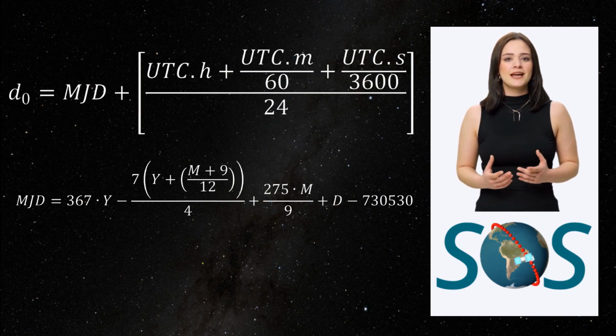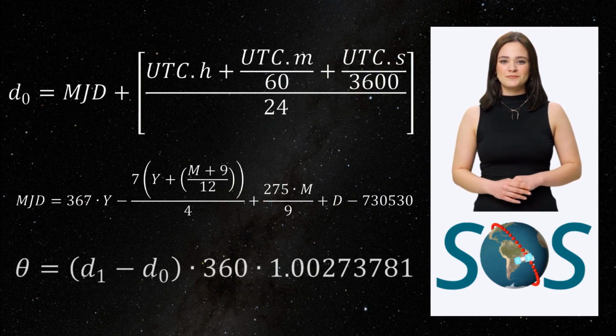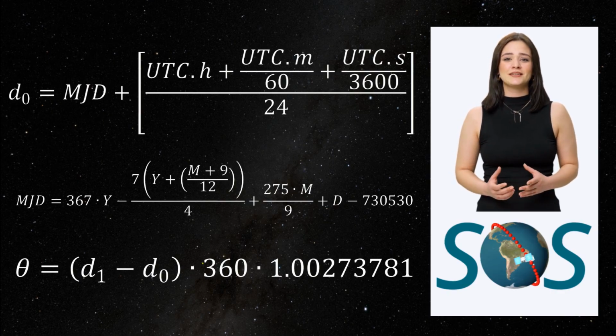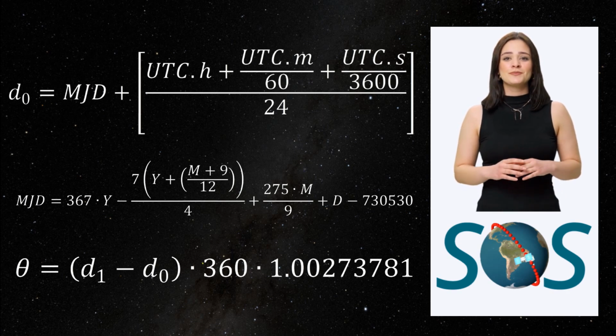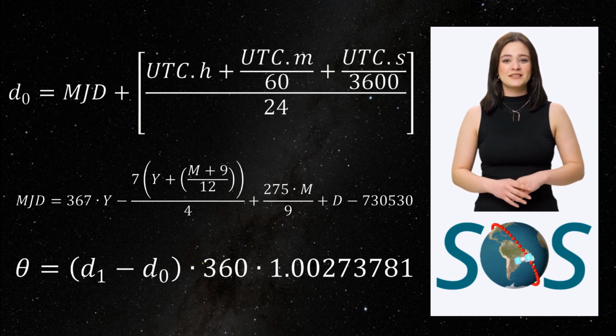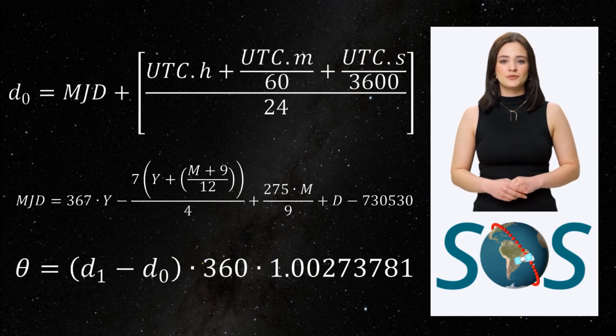Now we can calculate the angle for how far Earth has rotated since D0 using the next equation I show. In this equation, 1.0027378 multiplied by 360 is the length of a solar day in degrees, and D1 is a different day number. Since our reference day number occurred when GST was 0, this angle is the Greenwich Sidereal Time measured in degrees for the day number represented by D1. Typically, this is normalized to 360 degrees, so it is always between 0 and 360.